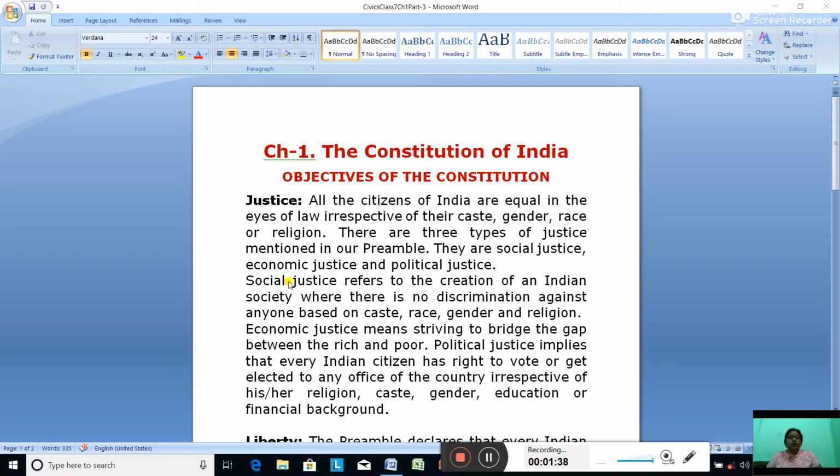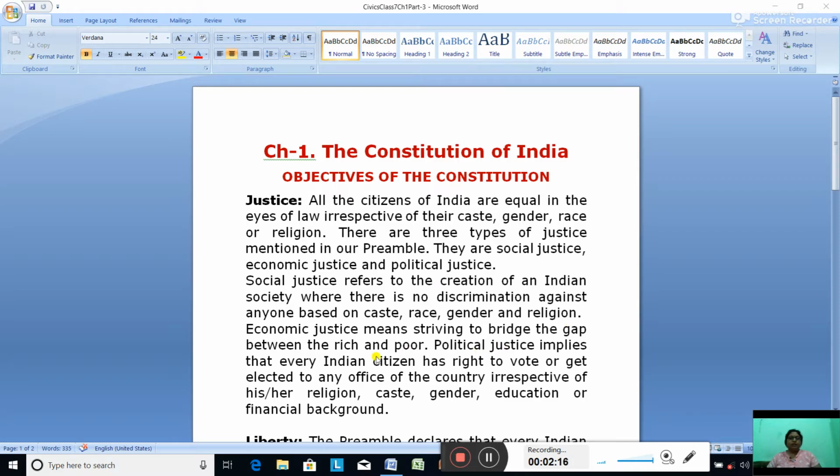Next, what is social justice? Social justice refers to the creation of an Indian society where there is no discrimination against anyone based on caste, race, gender, or religion. No discrimination means no difference. In the society, no difference. And there's no difference based on the caste, based on the race, gender, and religion.